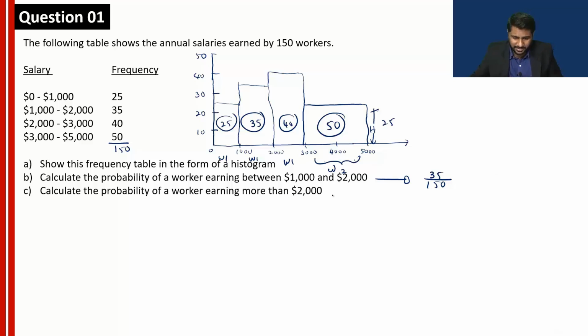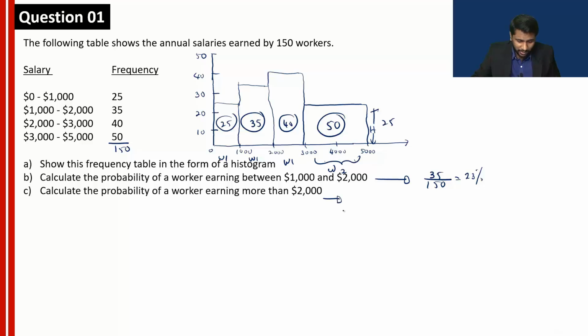Then as a percentage, how much is that? You can take it as a percentage. If not, you can keep it as a decimal value also. 35 divided by 150, into 100, I am getting 23%. And next, calculate the probability of a worker earning more than 2000.